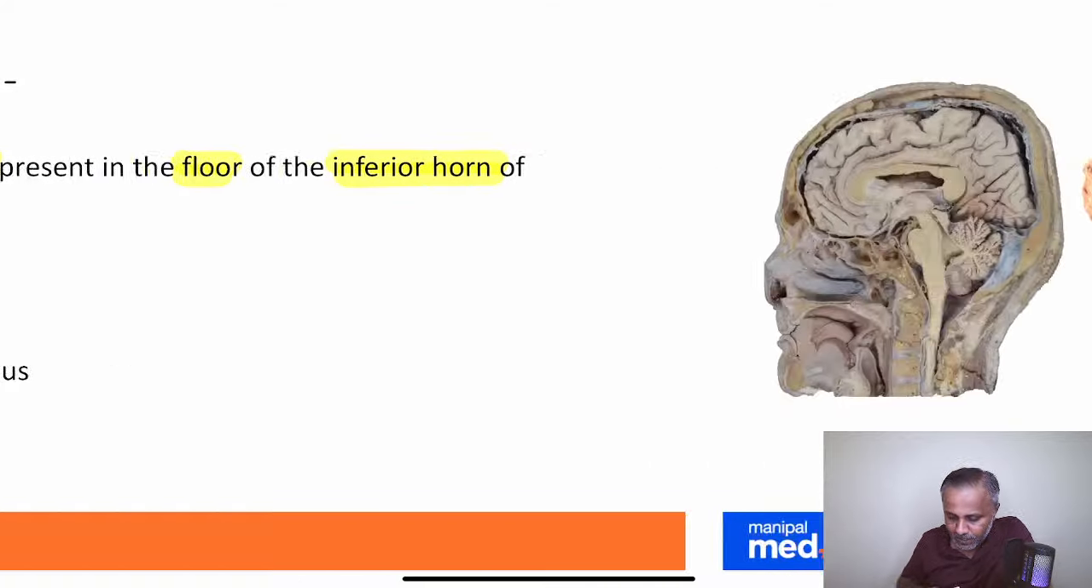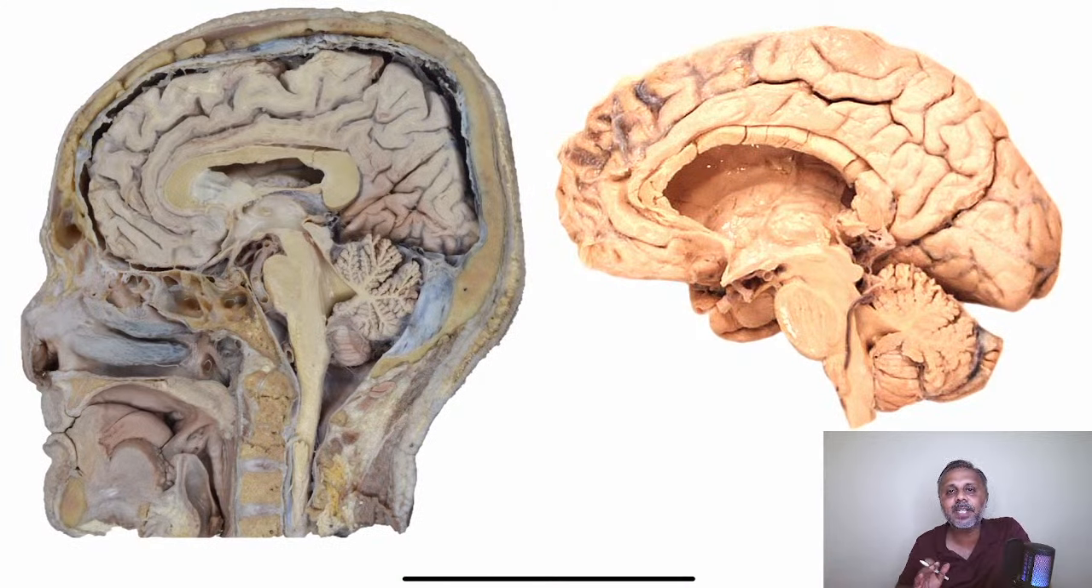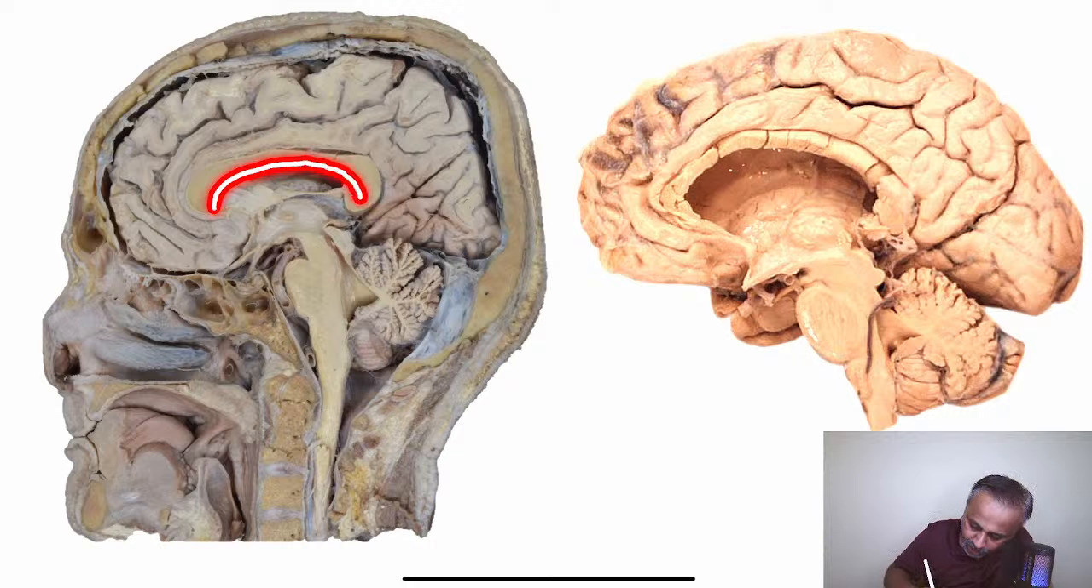Now, how do we assess the relations of the floor of the inferior horn of the lateral ventricle? We'll try to simplify this. Take a look at this cadaveric image, where you try to locate exactly where the lateral ventricle is. This is the cavity of the lateral ventricle, and this is the thin septum pellucidum which closes it off. And this structure is your corpus callosum, the largest band of commissural fibers. Now, if this is the cavity of the lateral ventricle, just take a look at the orientation. This is how the lateral ventricle is oriented.